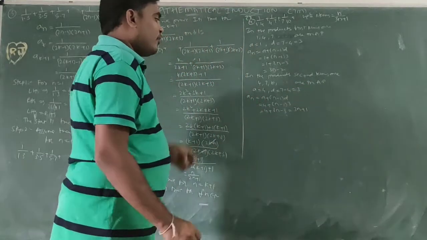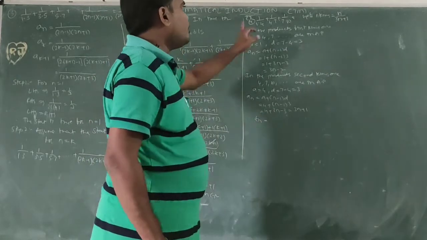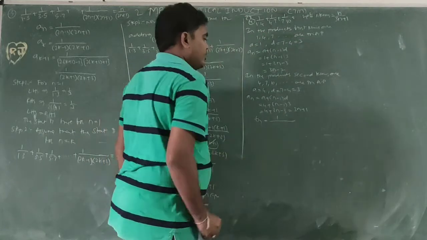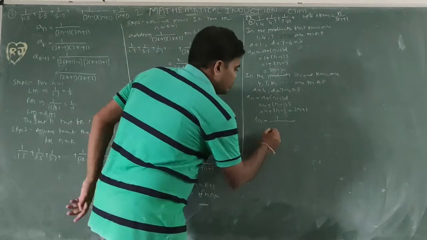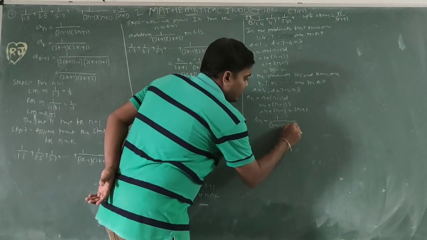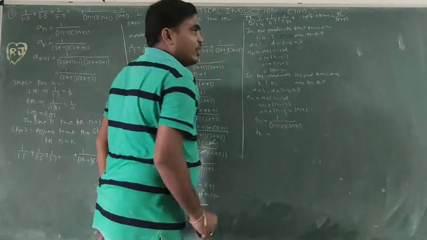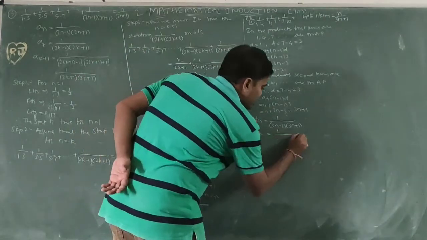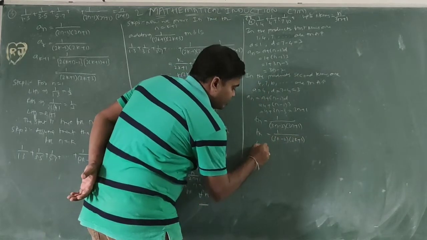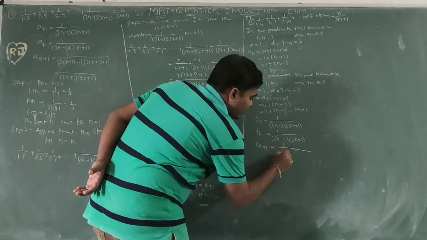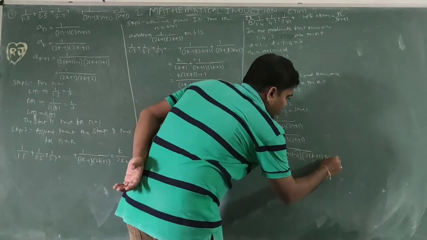Now I want to write the nth term. All the numerators are 1, so the nth term numerator is also 1. All the denominators are products, so the nth term is 1 by (3n minus 2) of (3n plus 1). Now the kth term and the (k plus 1)th term: kth term is 1 by (3k minus 2) of (3k plus 1). The (k plus 1)th term is 1 by 3 of (k plus 1) minus 2, and 3 of (k plus 1) plus 1.